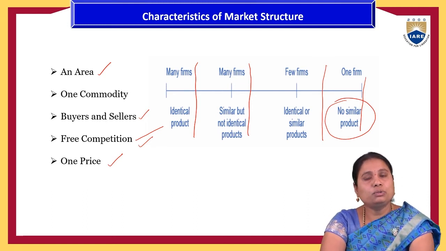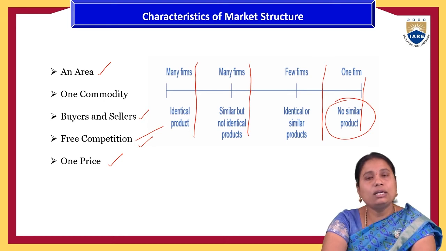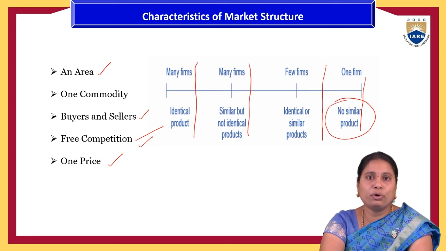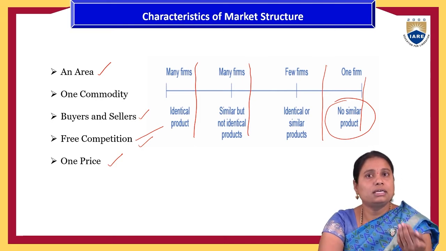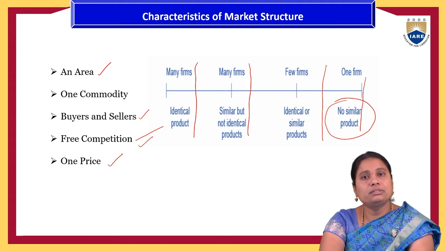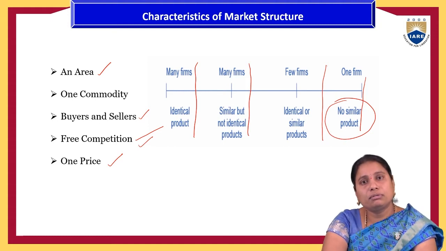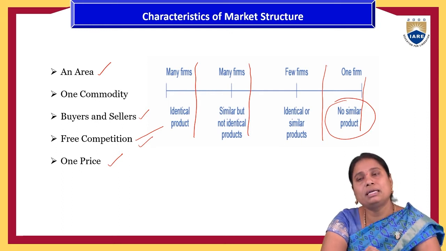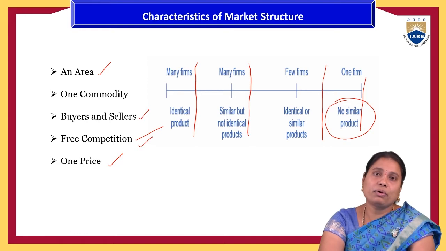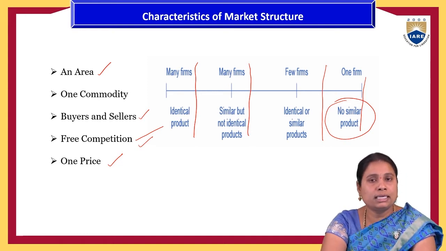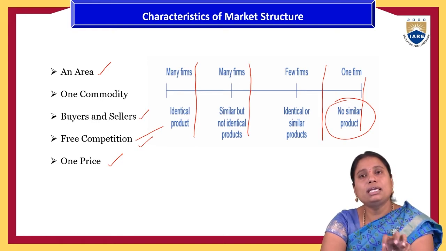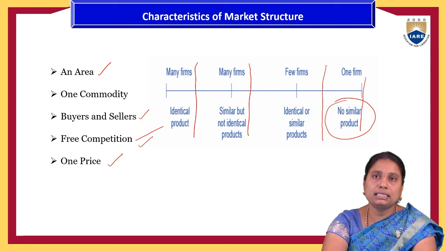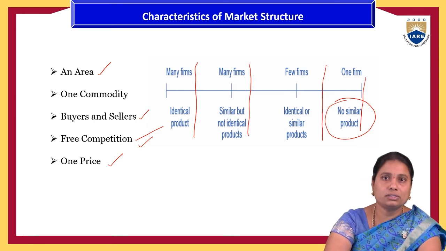And a few firms means very few members are there with identical or similar products, the same kind of products, but few firms. At that time, with more sellers and more buyers, there is more chance of price increasing. And one firm means the commodity price will be at peak levels and there are no similar products; one key role player exists in that market. So these are all the descriptions of the elements involved in the market, which are called the characteristics of the market structure.